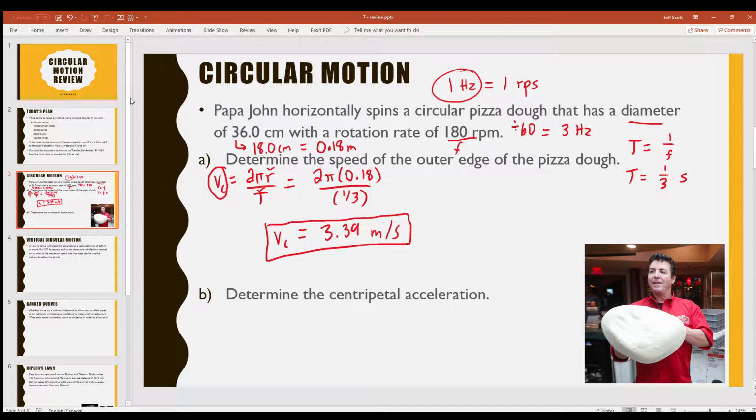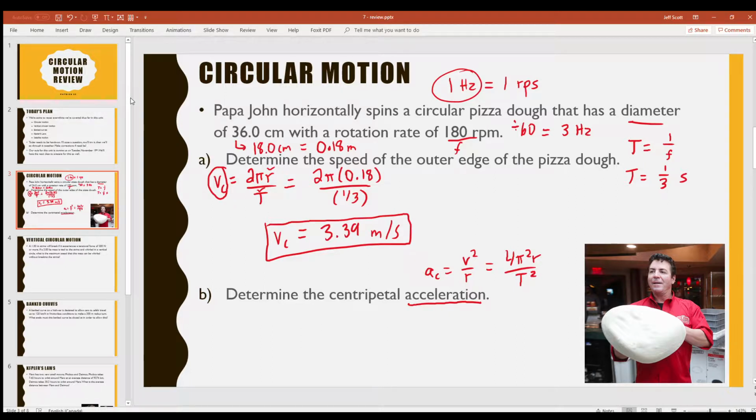Now, part B, determine the centripetal acceleration. Acceleration, or at least centripetal acceleration, is kind of weird because there were 2 formulas that were given to you on your formula sheet. There's one that says aC equals v squared over r, but then there's a longer one that says it's 4 pi squared r over T squared.